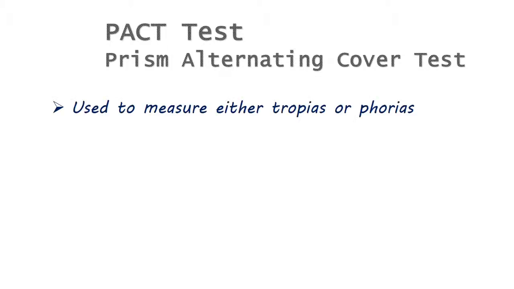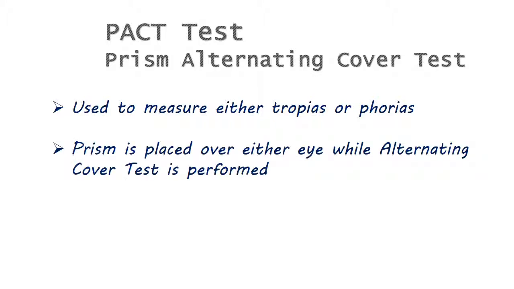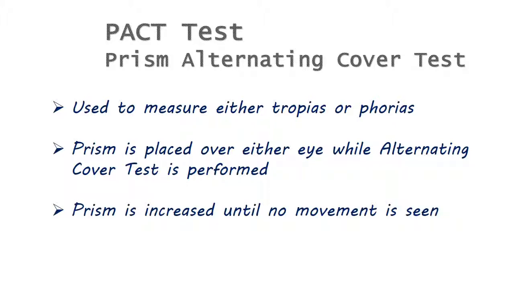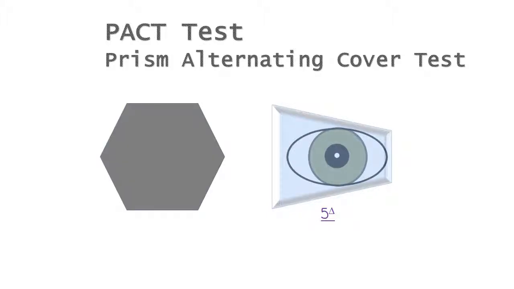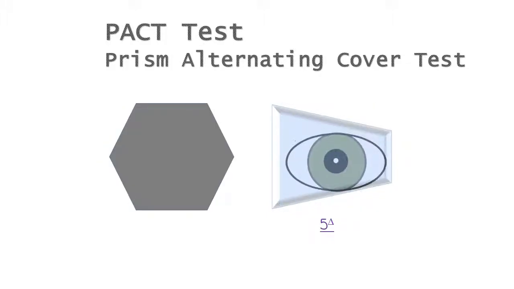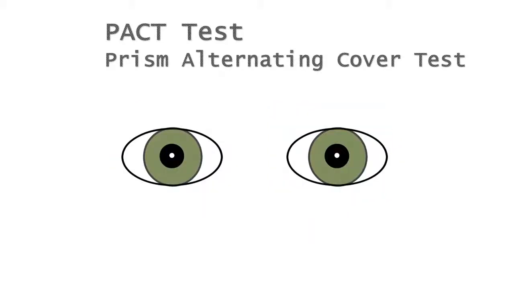This is going to be used to measure either tropias or phorias, and we're going to do the same alternating cover test again, but this time we're going to place a prism over either eye, doesn't matter, while we do the alternating cover test. We're going to increase prism until we no longer see any movement. So let's start with a 5 diopter prism. And I'm seeing movement here. So we're going to need to increase it.